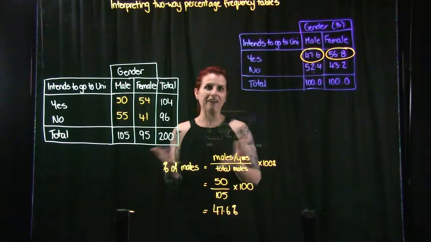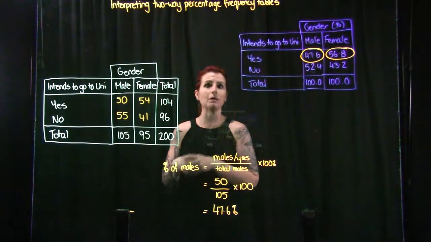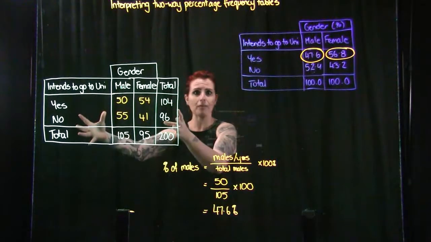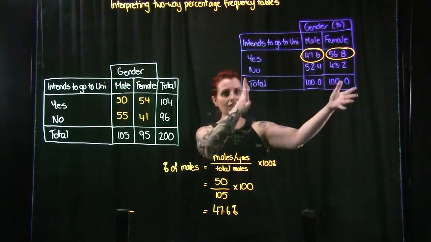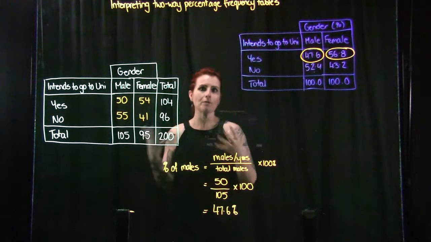So that is how we interpret a percentage frequency table. If we're going to make some comparisons once we've done our two-way table, we need to convert it to a percentage frequency table. Then we can make some comparisons between the data.